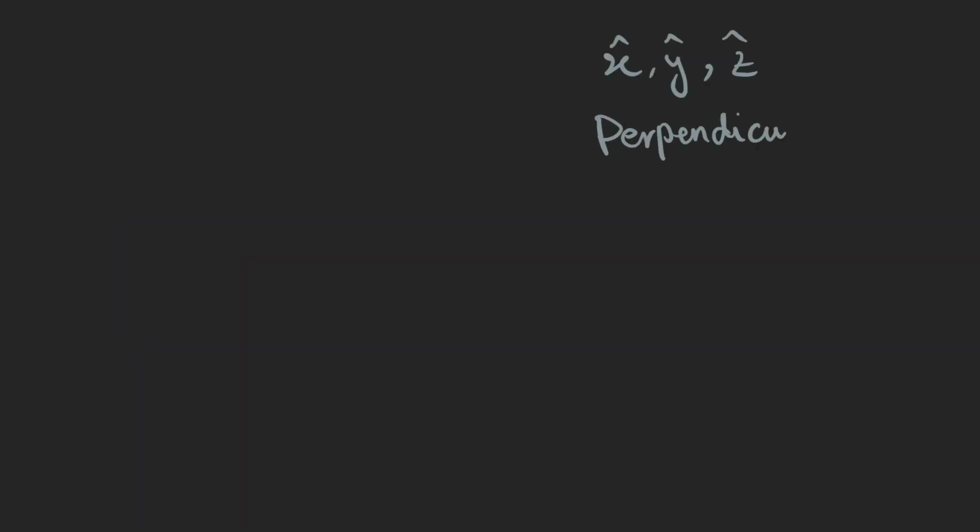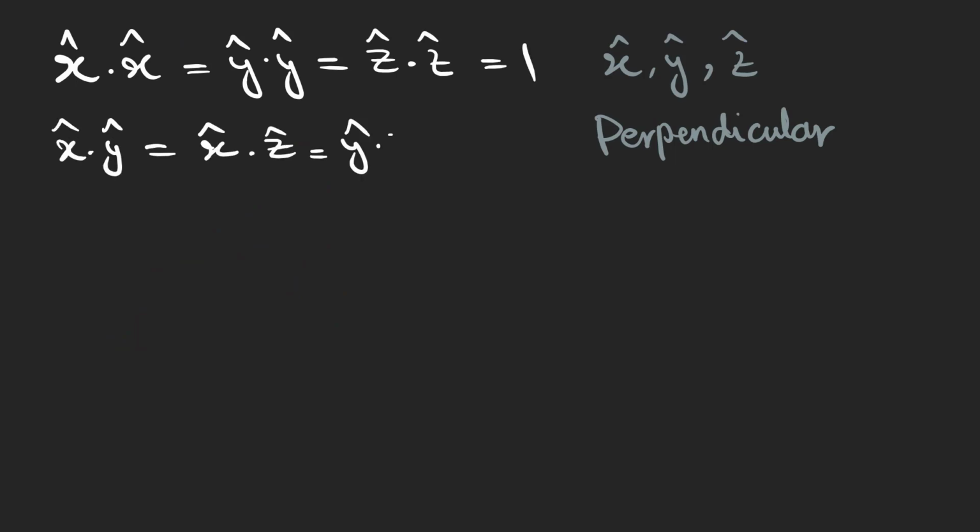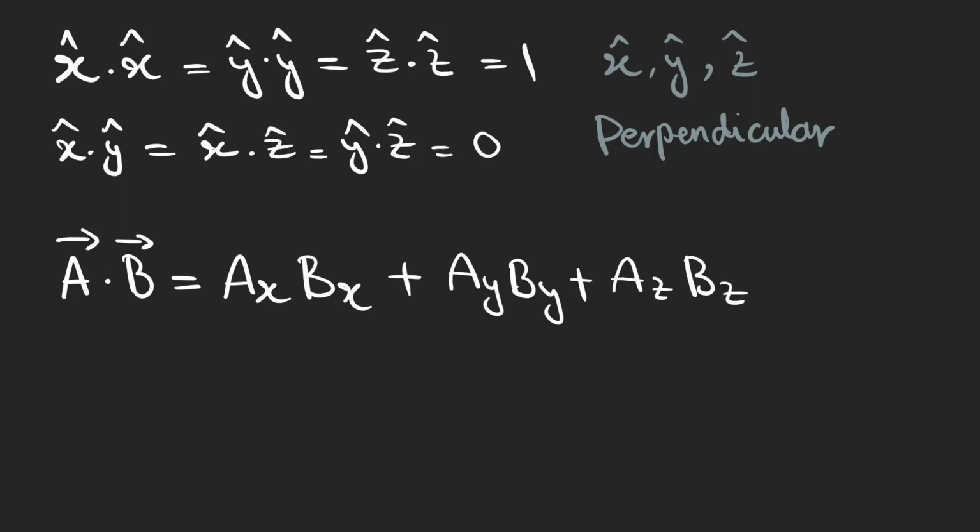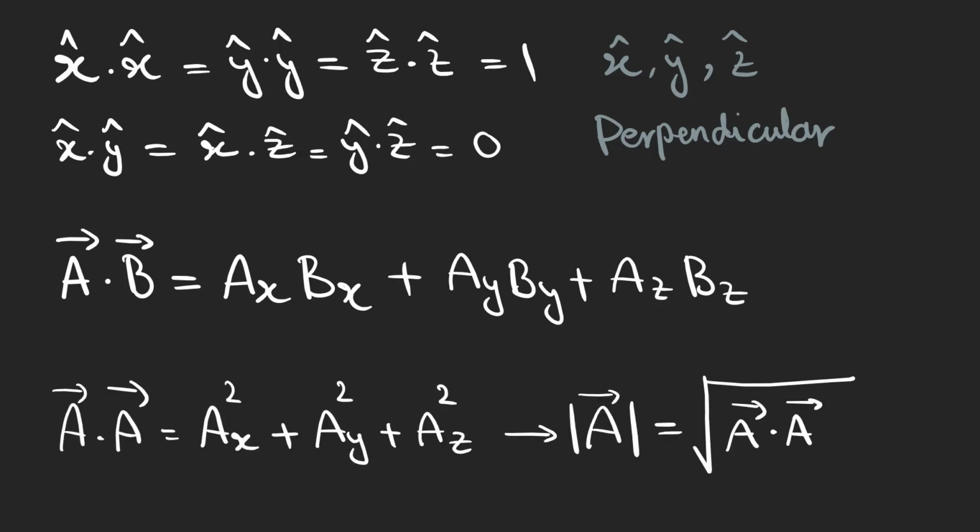The unit vectors are perpendicular, so we can find the dot product of them with respect to one another. Using these dot products, we can find the dot product of any two vectors. It is worth mentioning that the magnitude of any vector is the square root of its dot product with itself.